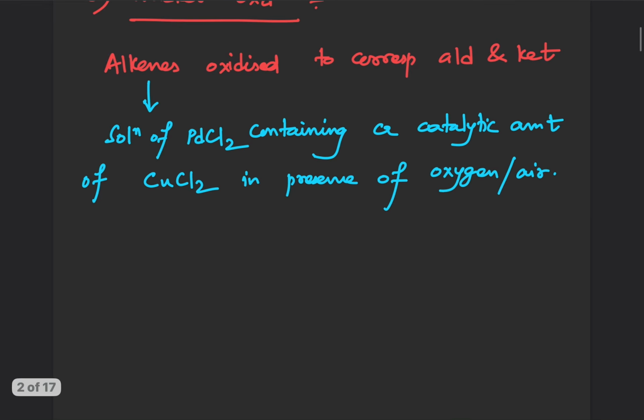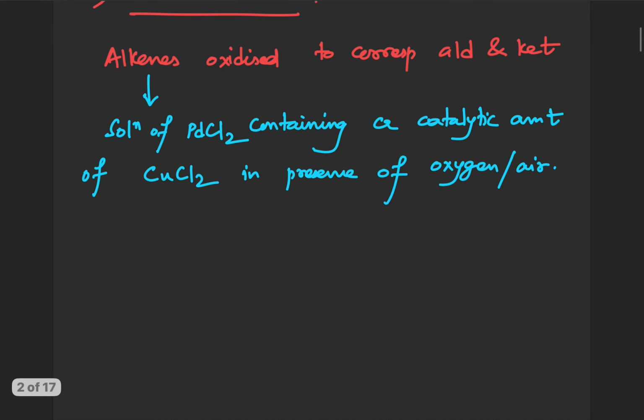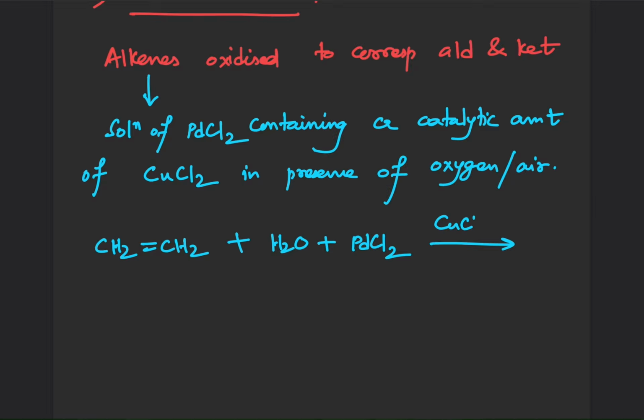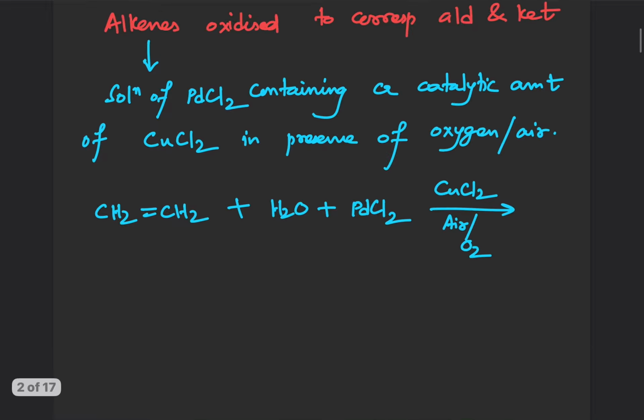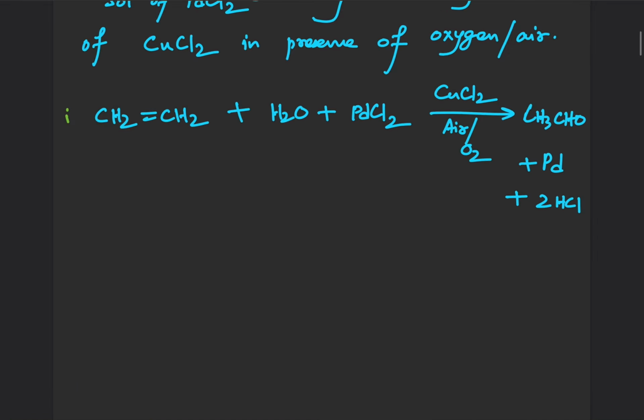For example, let's say we take the alkene ethene or ethylene, which is CH2=CH2. Whenever we react this with H2O and PdCl2 in the presence of CuCl2, and air or oxygen can be used, it gets converted into the corresponding aldehyde having 2 carbon atoms, which is CH3CHO, that is acetaldehyde, and we get palladium and 2 moles of HCl as byproducts. This is example 1.